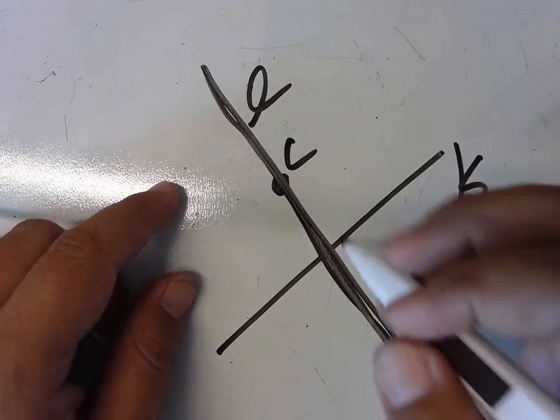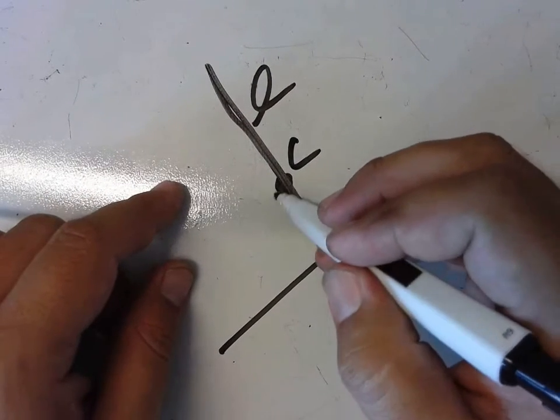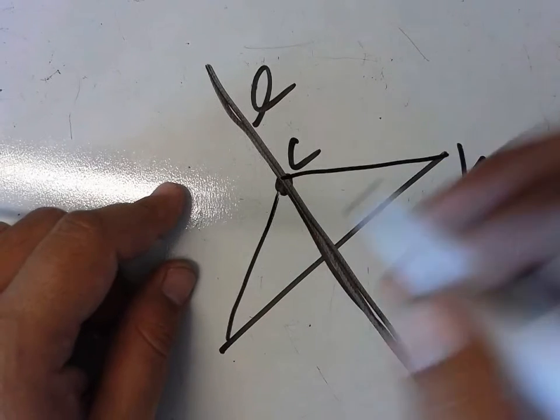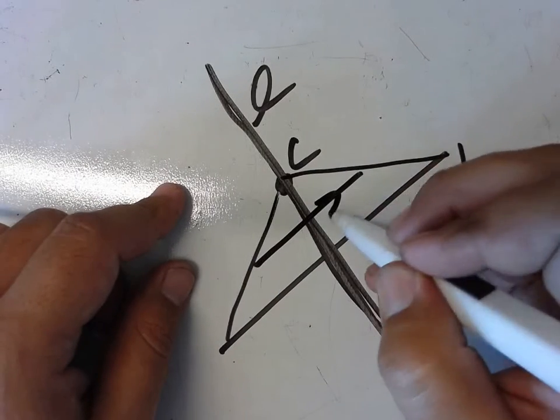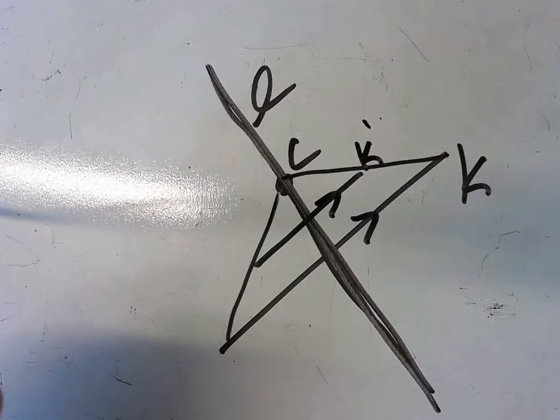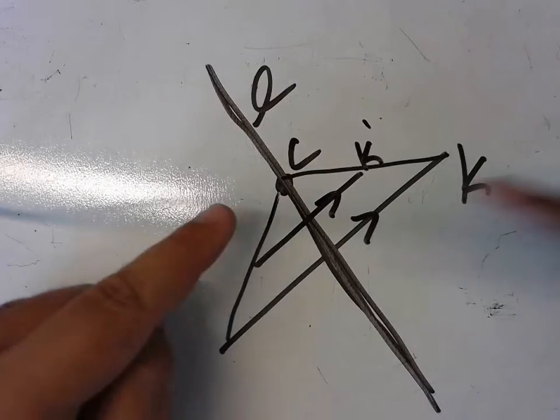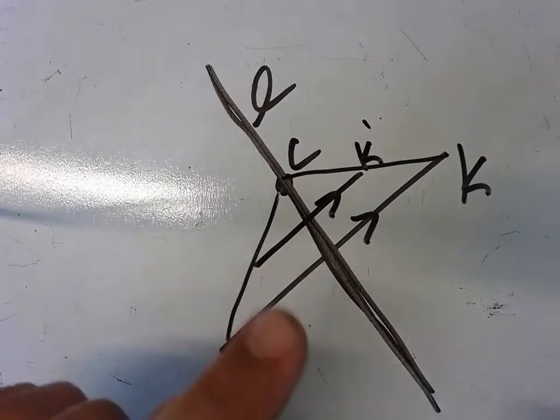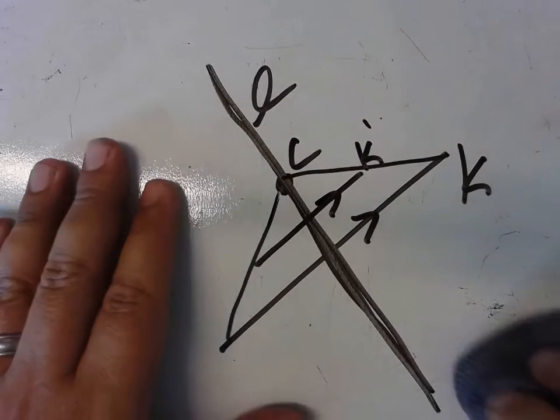K, if I dilate K through the center of dilation, K is going to be parallel to K prime. Has to be. If the line does not go through the center of dilation, they're parallel. If the line does go through the center of dilation, it is the same line.